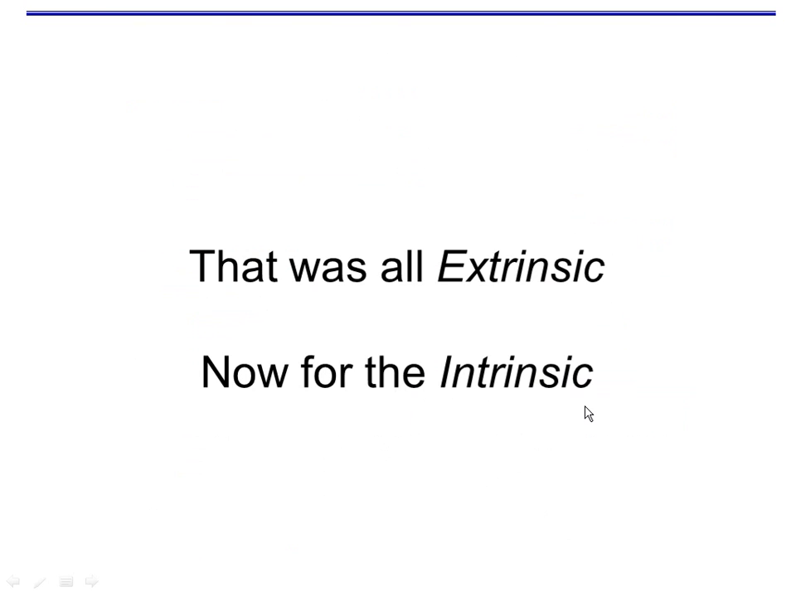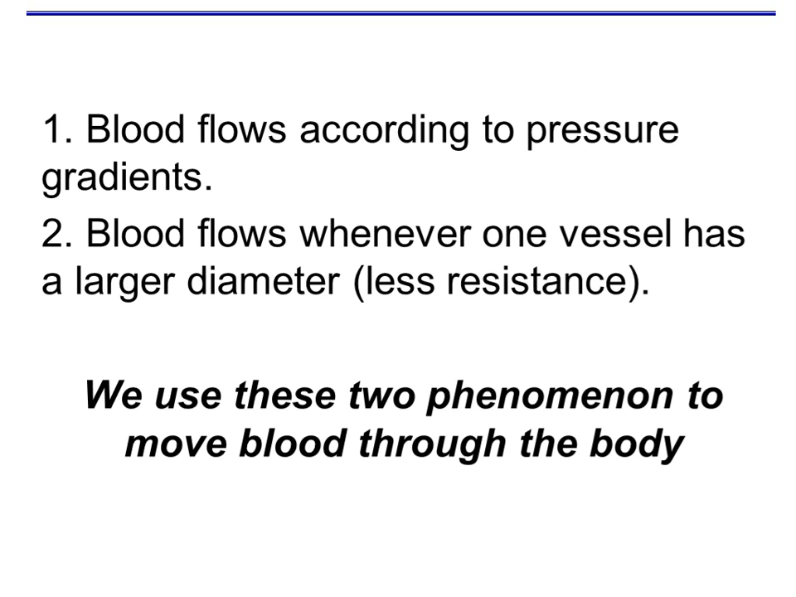So that was indeed all extrinsic. That was all outside the organ system. So now let's look inside the organ system. And remember the phenomenon that's going to move blood through the body. Blood flows according to a pressure gradient, and it'll move wherever one vessel has a larger diameter or less resistance. So it's going to flow from high pressure or high resistance to low pressure or low resistance.